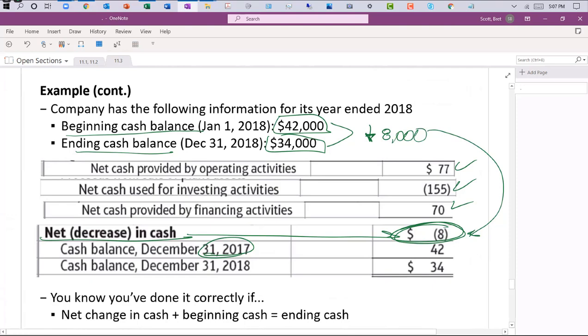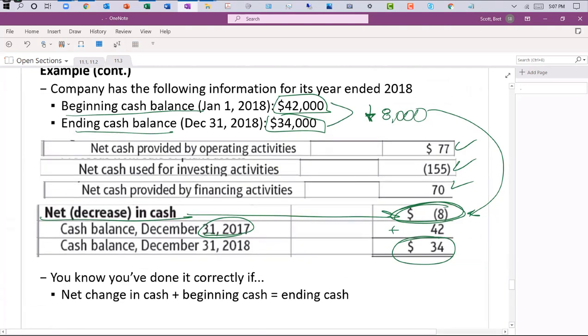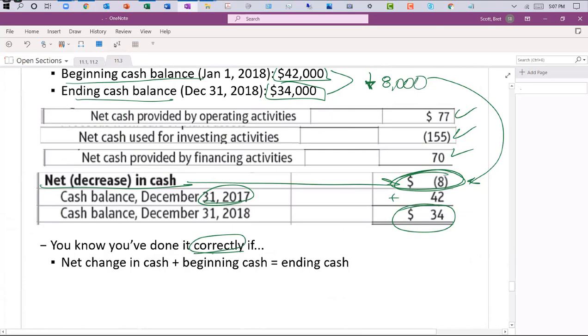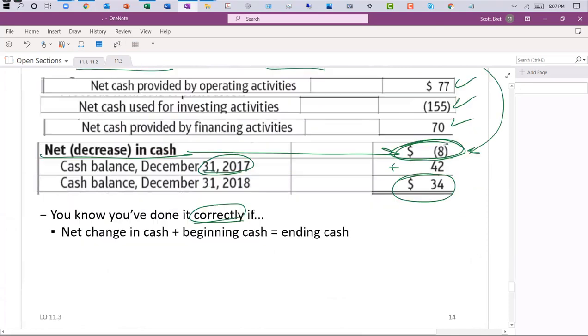And then from there, we take the 8,000 change, we add the beginning balance, and that gets us our net. It's a way of sort of representing the roll forward of cash. What was beginning, or the changes, here's the ending cash. And then you know you've done it correctly if it ties back to the balance sheet. So that's a good thing.